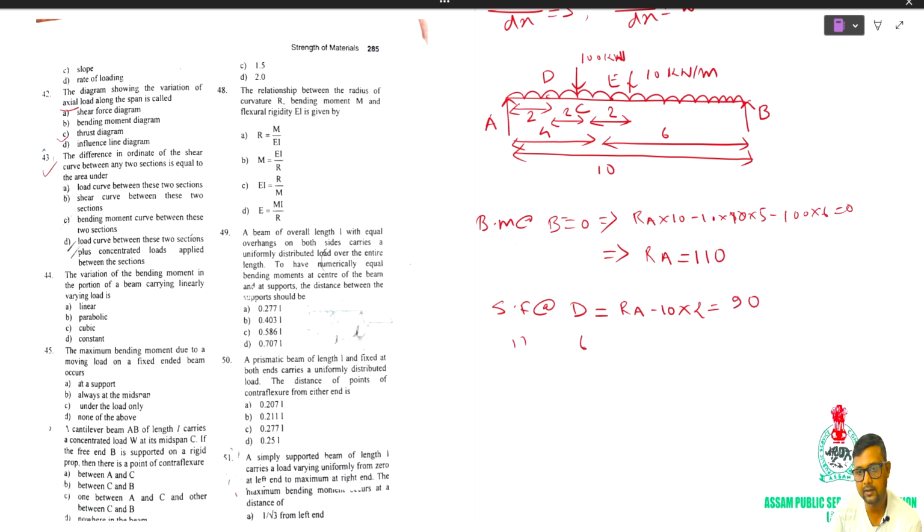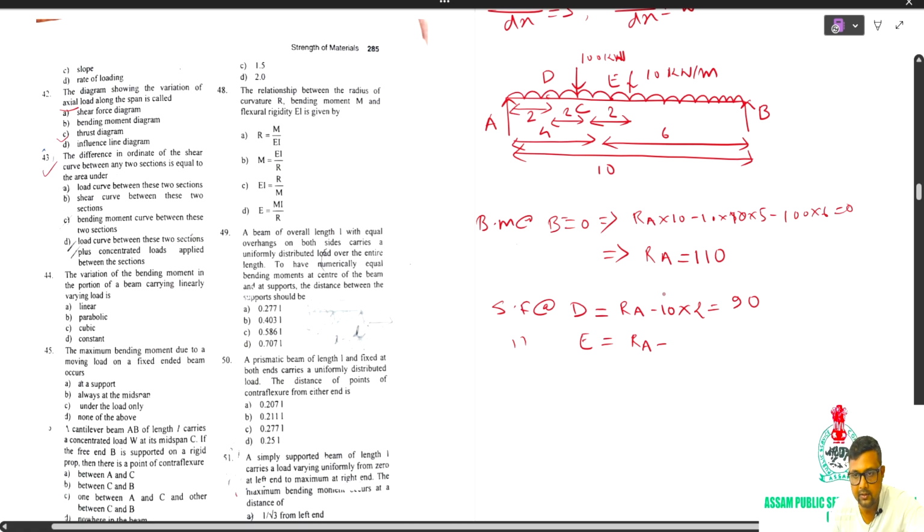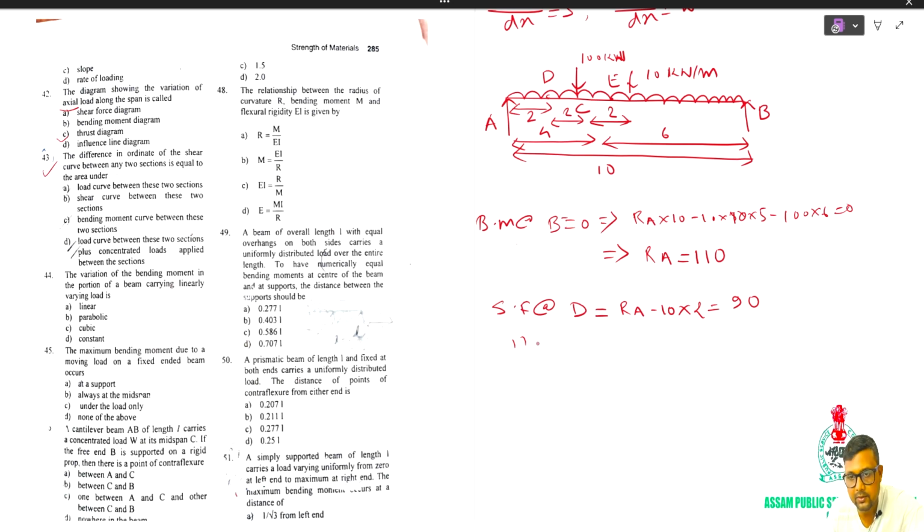Shear force at E, Ra minus, okay, I'll find the shear force at C first. Shear force just left of C is how much? Ra minus 10 into 4 equal to 70.